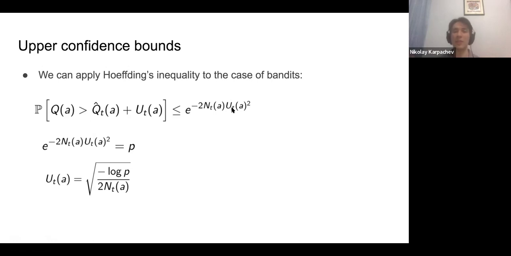And the motivation here is that if the sample is big enough, if the sample size is 1000, then UT of A is low. If the sample size is 5, then UT of A is high, because there is high uncertainty and we don't know if the Q value is 10 or 20 or 15, so there is high uncertainty.